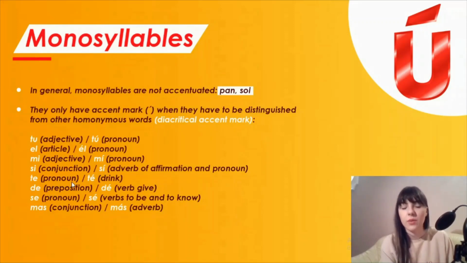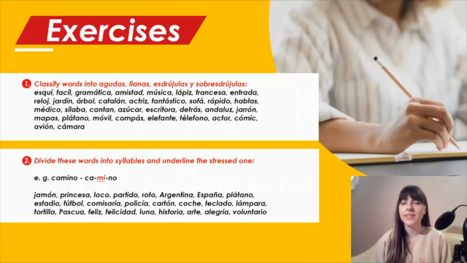Te, when it's a pronoun, doesn't have the accent mark. When it's a drink, it has an accent mark. De, when it's a preposition, doesn't have the accent mark, but when it's the verb give, it has an accent mark. Se, when it's a pronoun, it doesn't have the accent mark, but when it's the verb to be or the verb to know, it has an accent mark. And mas, when it's a conjunction, doesn't have the accent mark, but when it's an adverb, it has an accent mark. Let's take a quick look at the exercises.